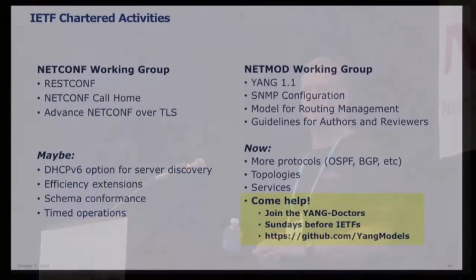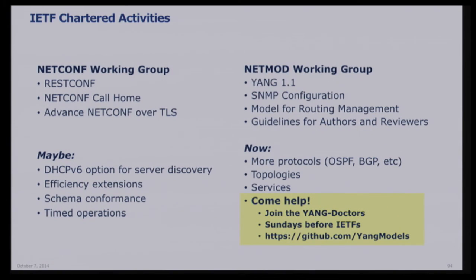And in the NetMod working group, so in the language working group, we're working on Yang 1.1. It's going to be backwards compatible, so I don't have to rewrite this entire presentation, but there are bits and pieces, of course, that we've learned over the 8 years that we've had Yang now. We want to be able to configure SNMP. Sounds ironic, but it would be great if we had one entry point also to set up SNMP.